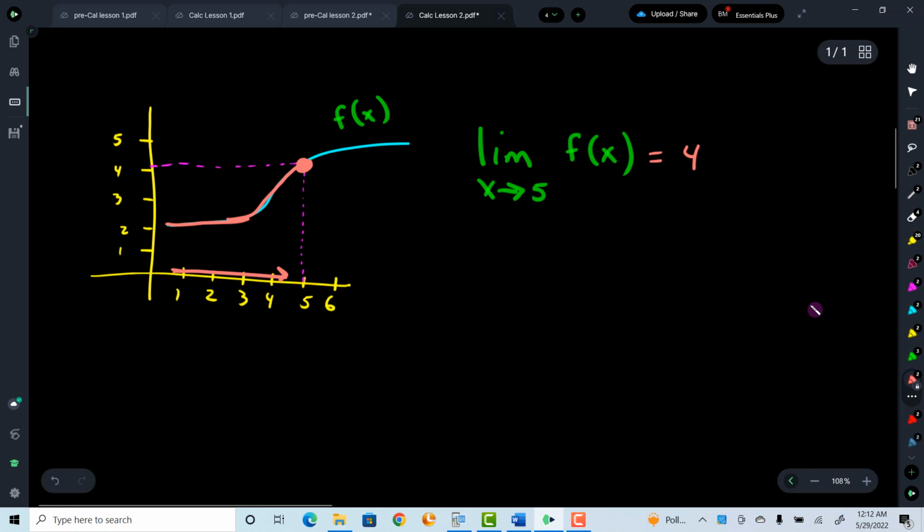Okay, so now here's the interesting thing, right? Let me just see if I can. Oops, I want to leave that 4 there, sorry. Leave that 4 there, all right? Let me see if I can erase some of this stuff.